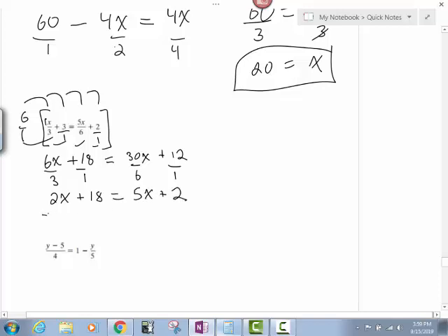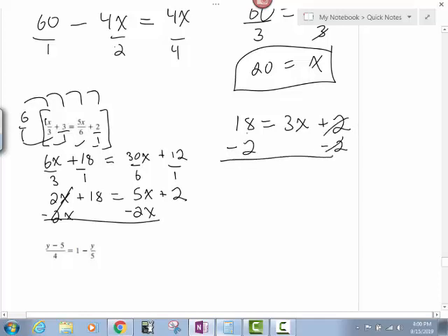Okay, I'm going to move my smaller x to my bigger x. So I'm going to move the smaller x this way. That'll leave me with the 18, because those will cancel. 5 minus 2 is a 3x plus 2. Let's go ahead and minus 2 on both sides. So 18 minus 2 is 16 equals 3x.